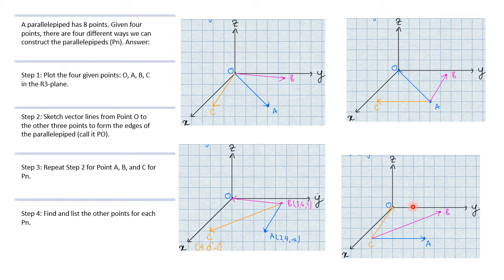And then the last one is PC, the parallelepiped that starts from C. Vector lines again to the origin, to A, and to B. And now we have 3 edges of the parallelepiped.